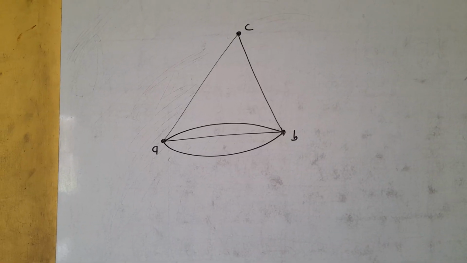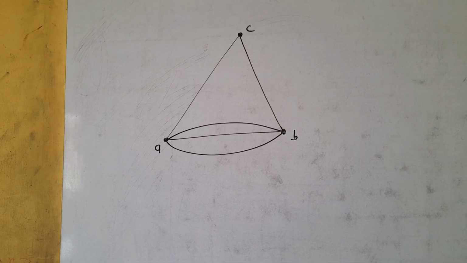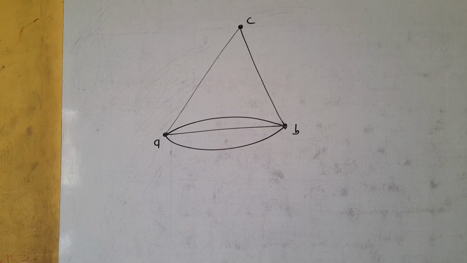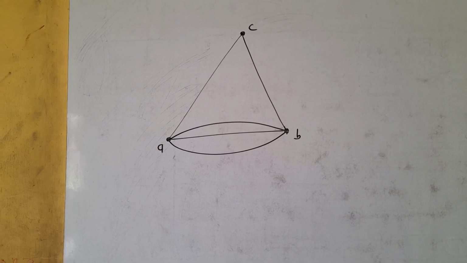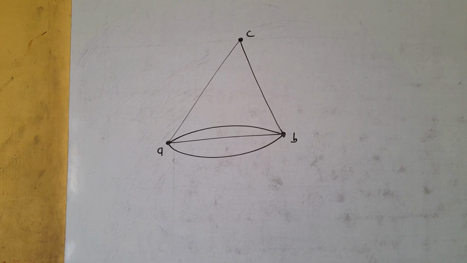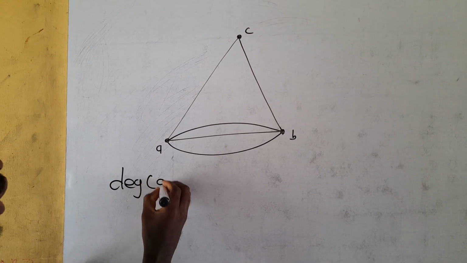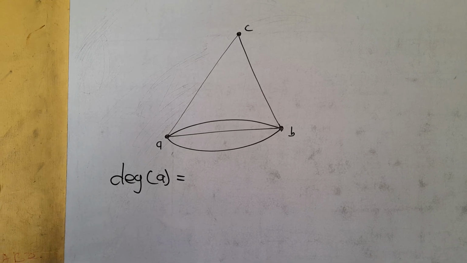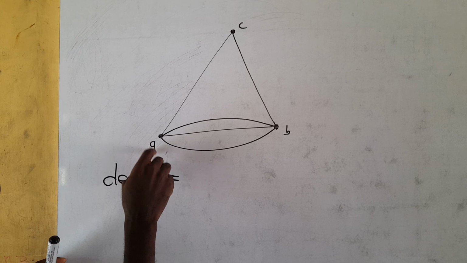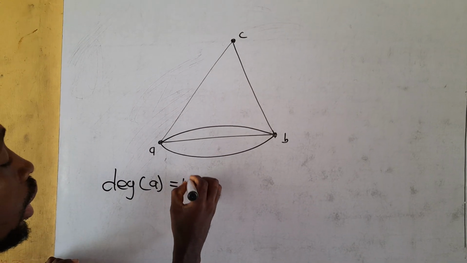Before we can understand the handshaking theorem very well, let's revise our knowledge on how to find the degree of each of these vertices. Please do well to check out my videos on how to find the degree of a vertex on YouTube. It will help you understand this better. Now let's find the degree of the vertex A. Remember, we said the degree of a vertex is the number of edges that are incident on that vertex. So let's count the number of edges incident on the vertex A. That's 1, 2, 3, 4. So we say the degree of the vertex A is 4.